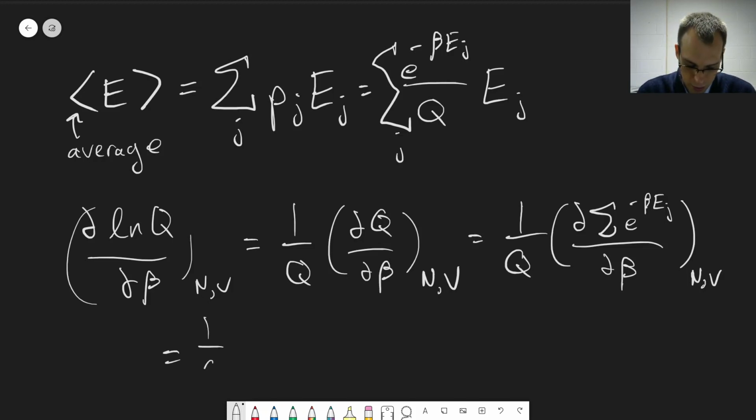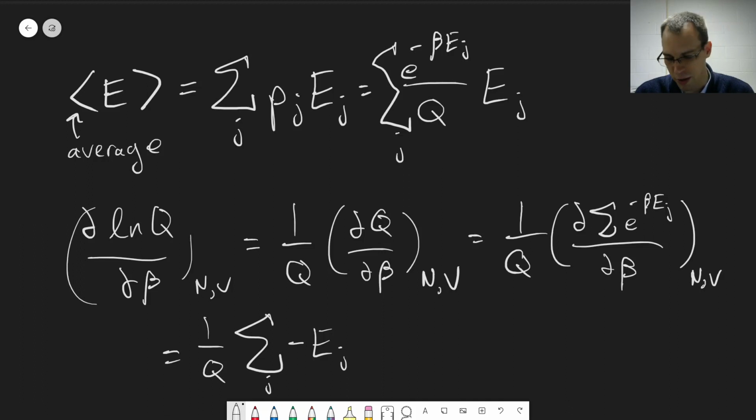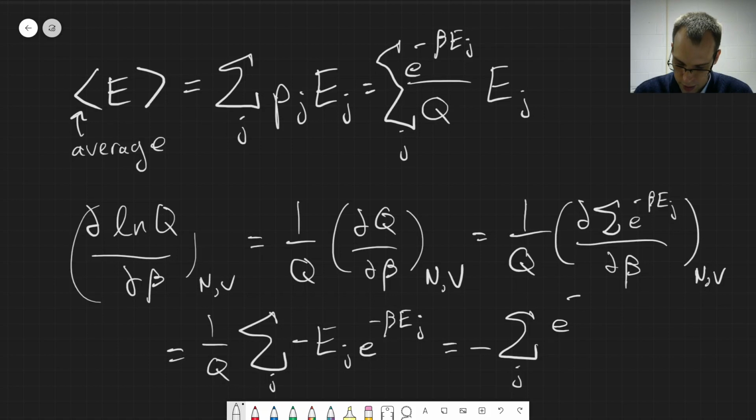So we'll get this is equal to 1 over Q. And we have all these terms, each derivative. We'll get minus E sub j, because minus E sub j, sorry, not beta. We'll get negative E sub j times e to the minus beta E sub j. The reason for that is that we're taking the derivative with respect to beta. Okay, and then we can bring Q inside the sum if we want to. That is equal to negative sum over j of e to the minus beta E sub j over Q times E sub j.